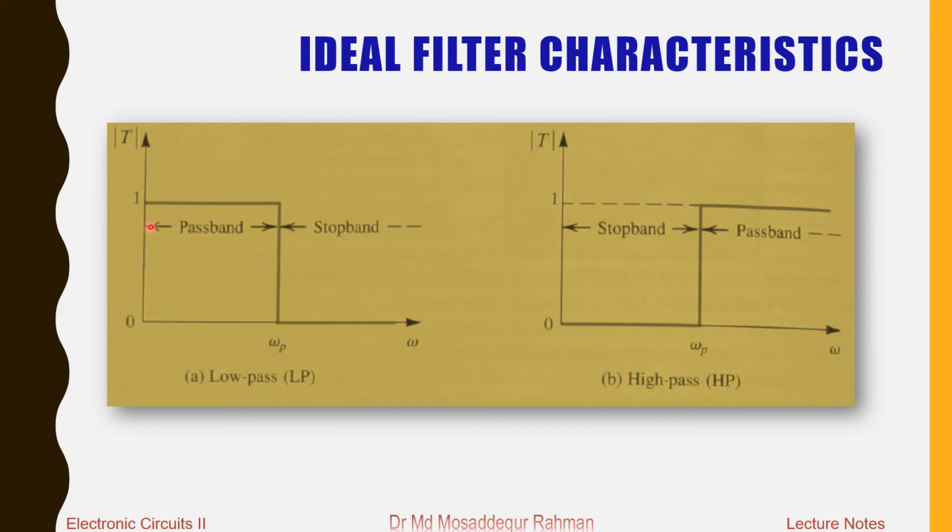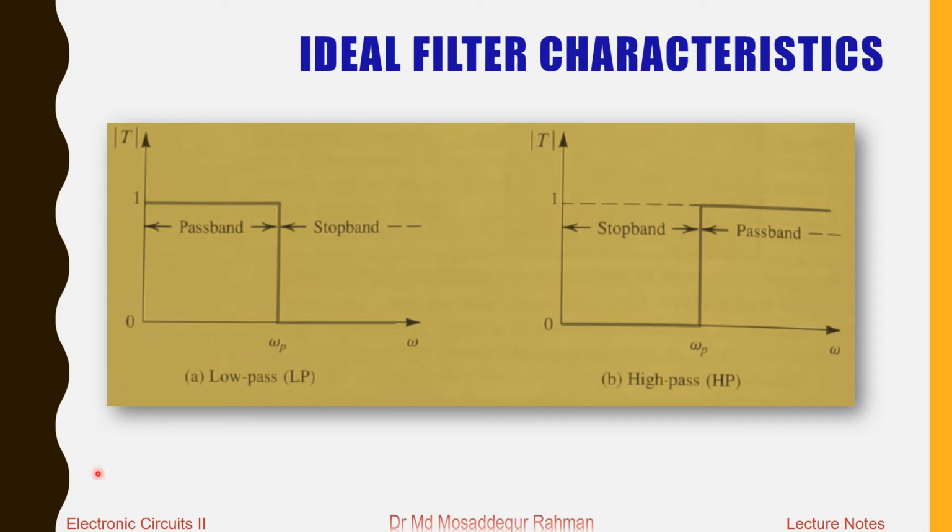So this is called the pass band. And here the magnitude of the transmission is 1, that is 100% transmission. Whatever you get at the input, you get the same at the output, so 100% transmission. And if you exceed this frequency omega p, then the transmission is 0. That is called the stop band.